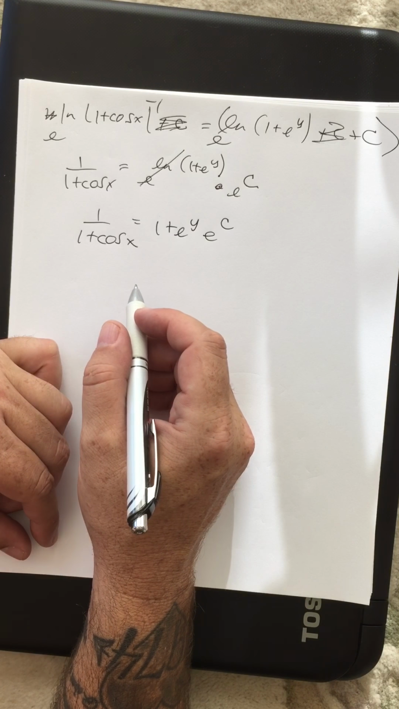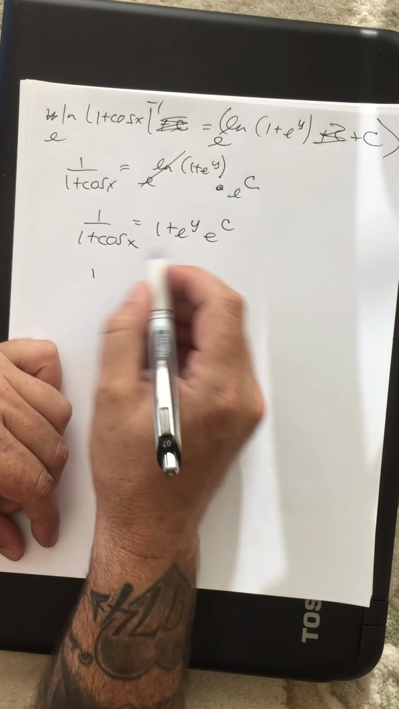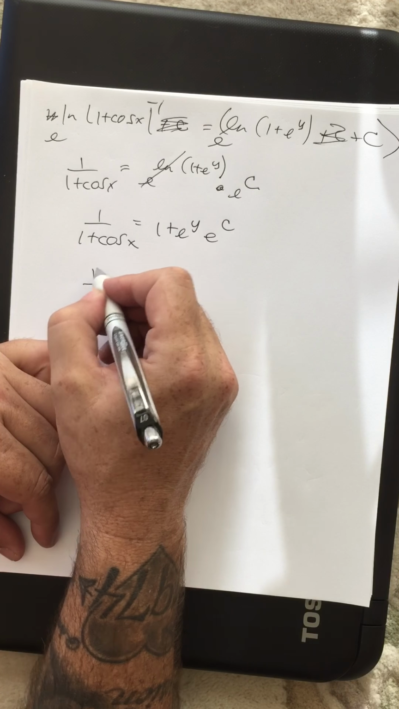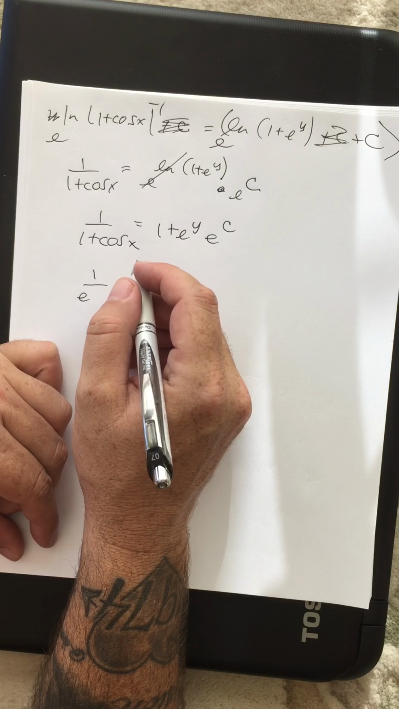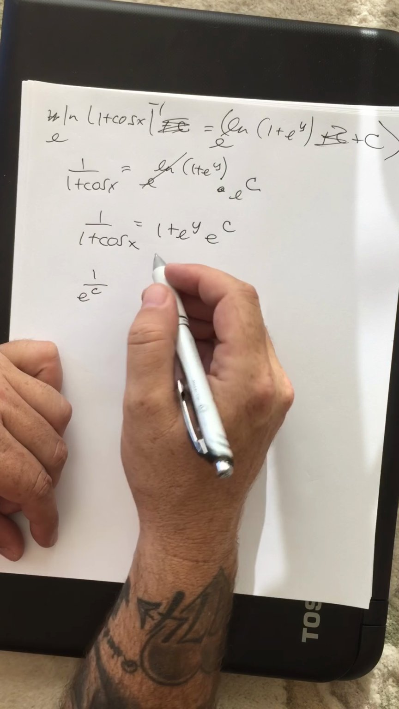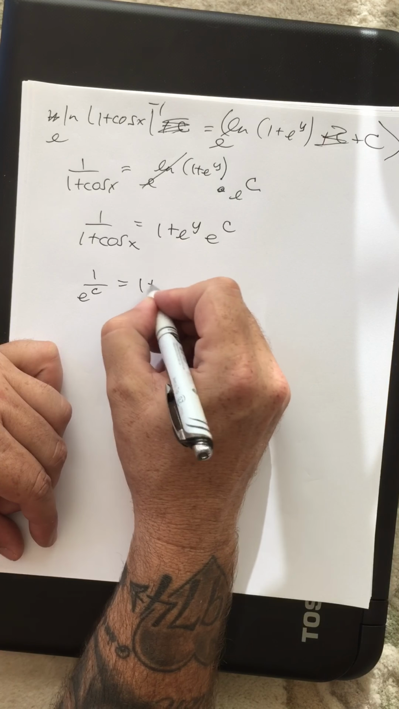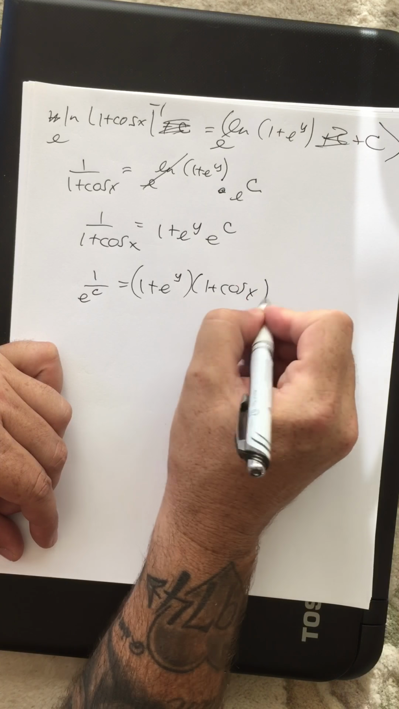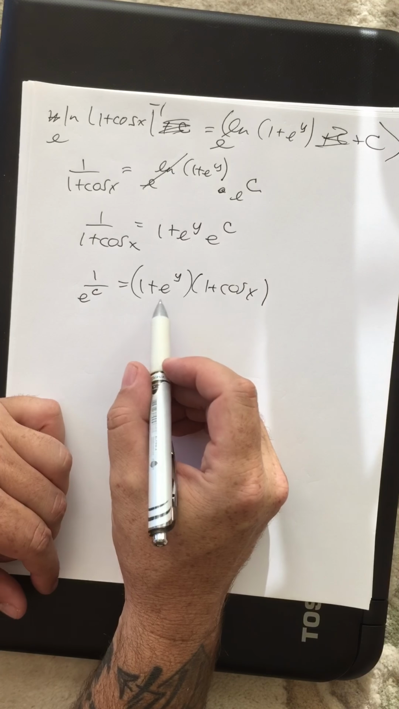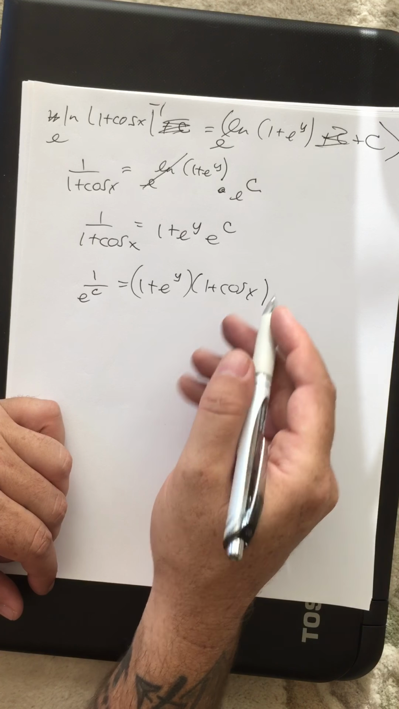Now what? Now we can multiply this over here and divide by e to the c. We get 1 over e to the c equals 1 plus e to the y, times 1 plus cosine x. Now this is pretty good at this point. Now we can put in our initial values. Do you remember what they were?